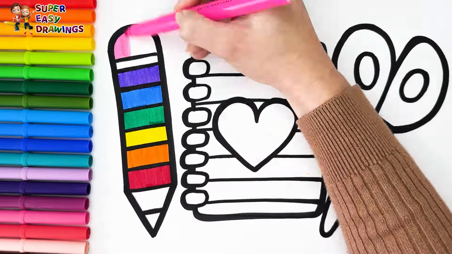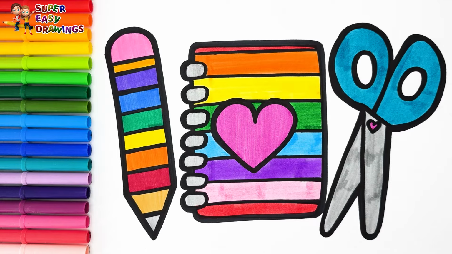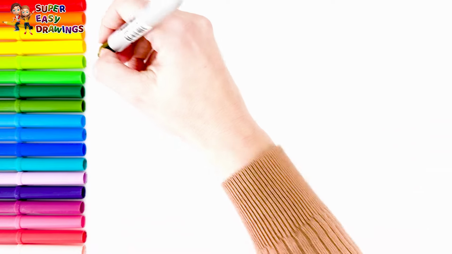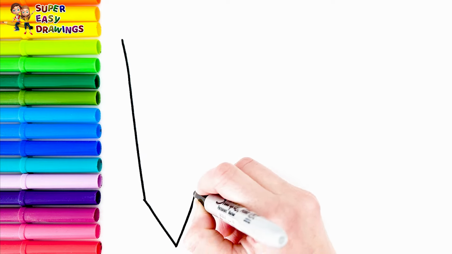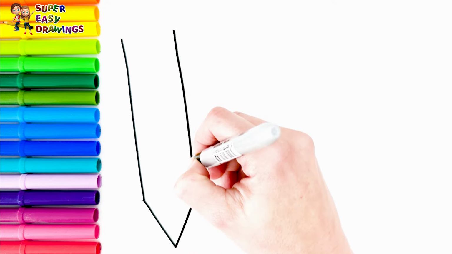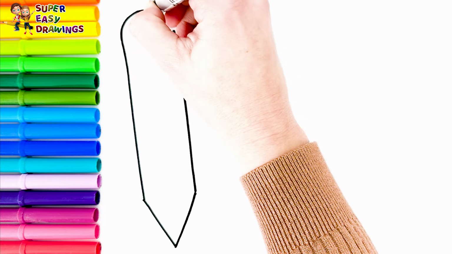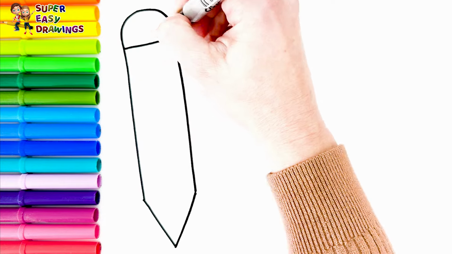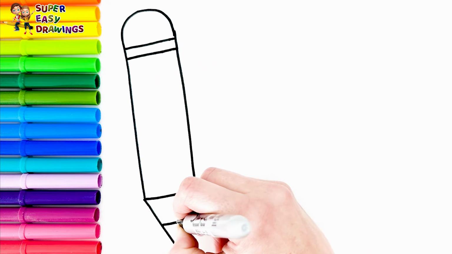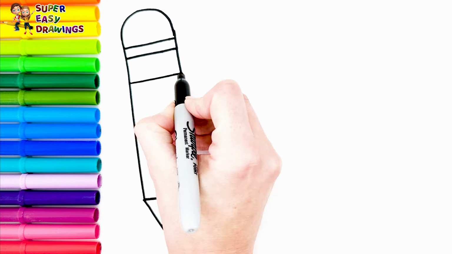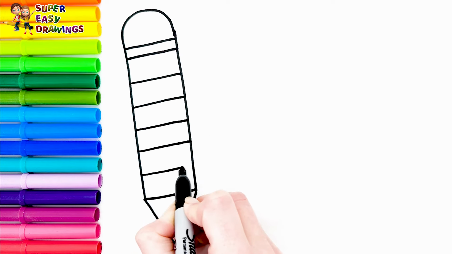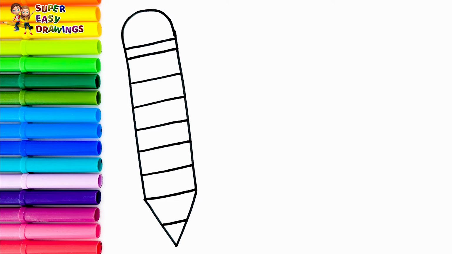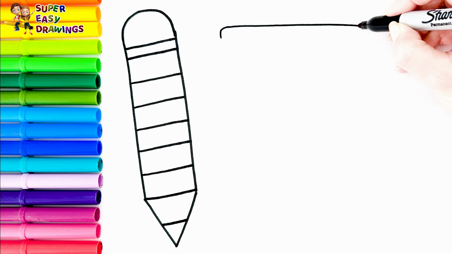Today we are going to draw and color a pencil, a notebook, and scissors. Let's start drawing. I'm going to draw a rainbow pencil. I like this! Now let's draw a simple notebook.